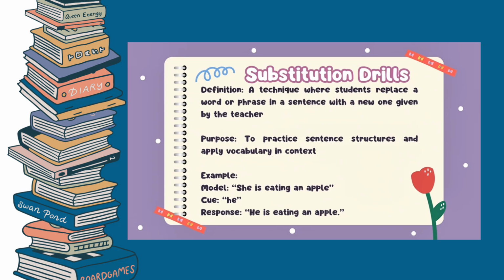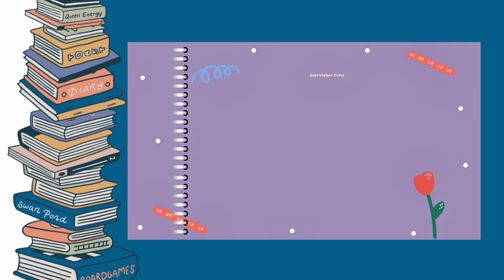Moving on with the substitution drills. Substitution drills is a technique where students replace a word or phrase in a sentence with a new one given by the teacher. This activity helps students to practice sentence structure and apply vocabulary in context. For example, the teacher gives a sentence, "She is eating an apple." The teacher also asks the students to change the pronoun of the sentence. The response of the students might be, "He is eating an apple."